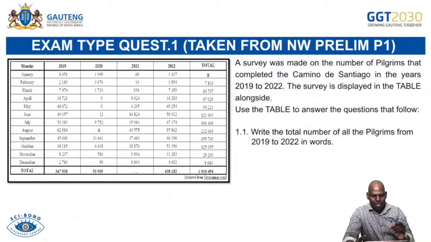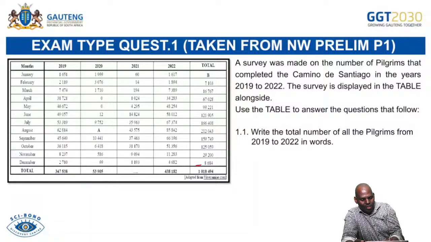Right, now let's see. This is question 1.1. A survey was made on a number of pilgrims that completed the Camino de Santiago in the years 2019 to 2022. The survey is displayed in the table alongside. Use the table to answer the questions that follow. 1.1 is write the total number of all the pilgrims from 2019 to 2022 in words. From 2019 to 2022, we have to write down the total in words.